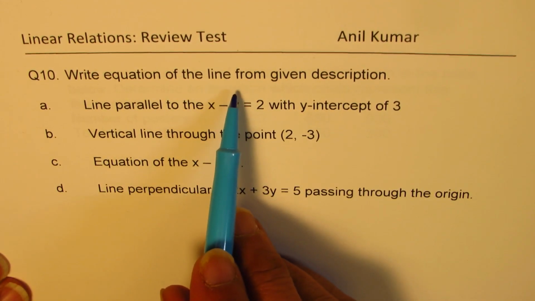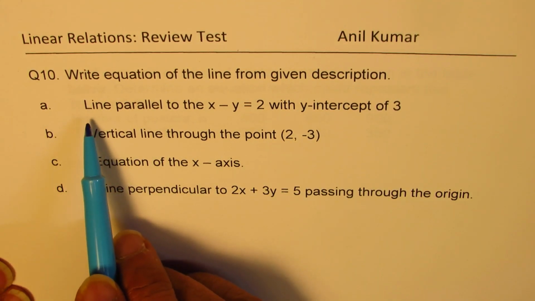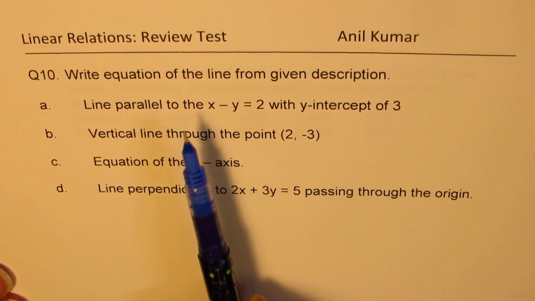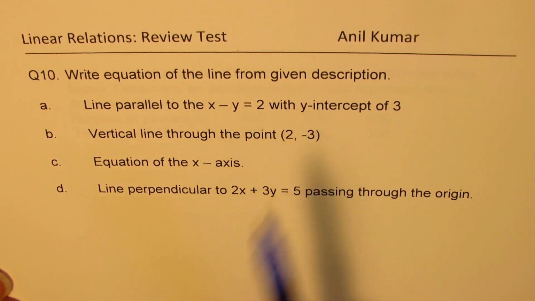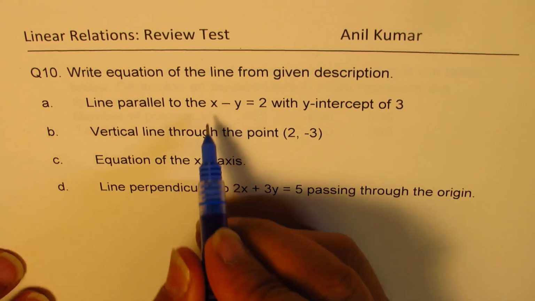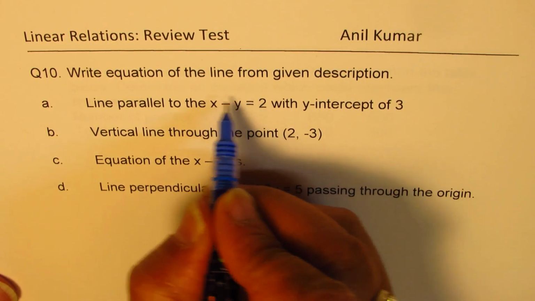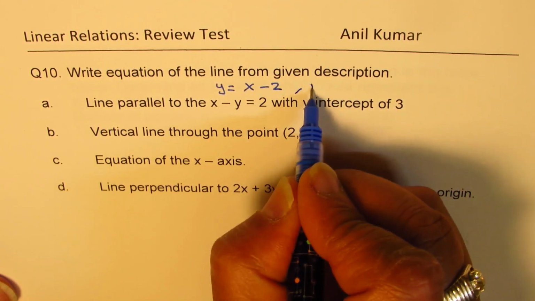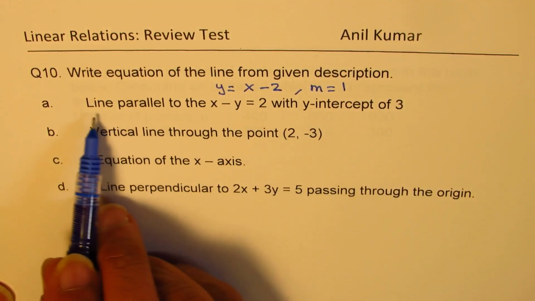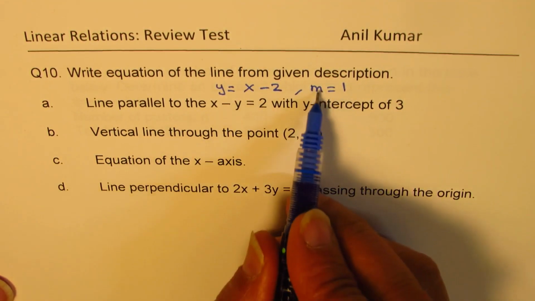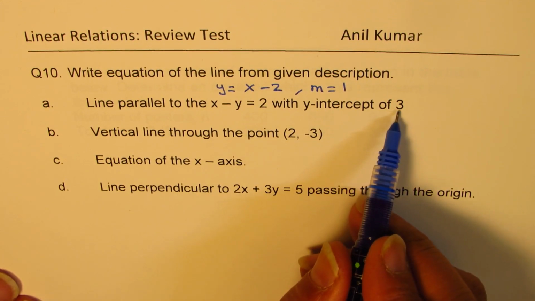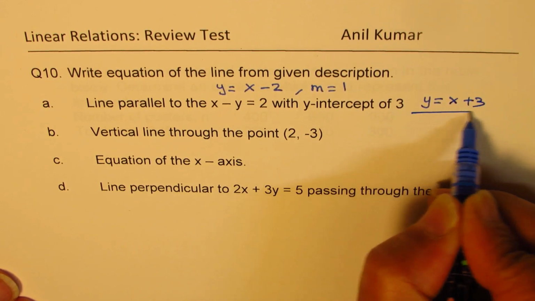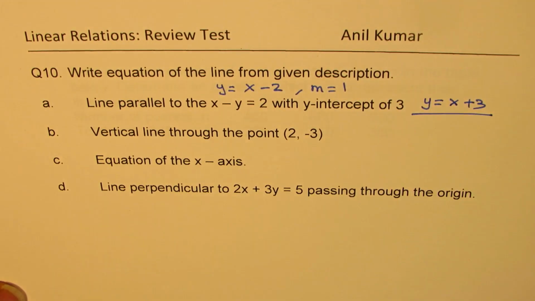Write the equation of the line from the given descriptions. A. A line parallel to this with a y-intercept of 3. So parallel means same slope, right? So when we say x minus y equals 2, we can say y equals x minus 2. Clear? So in this case, slope m is 1. So a line parallel to this means slope is 1, and y-intercept of 3. So we could write this as y equals x plus 3. Is that clear to you? So that becomes your equation of line.